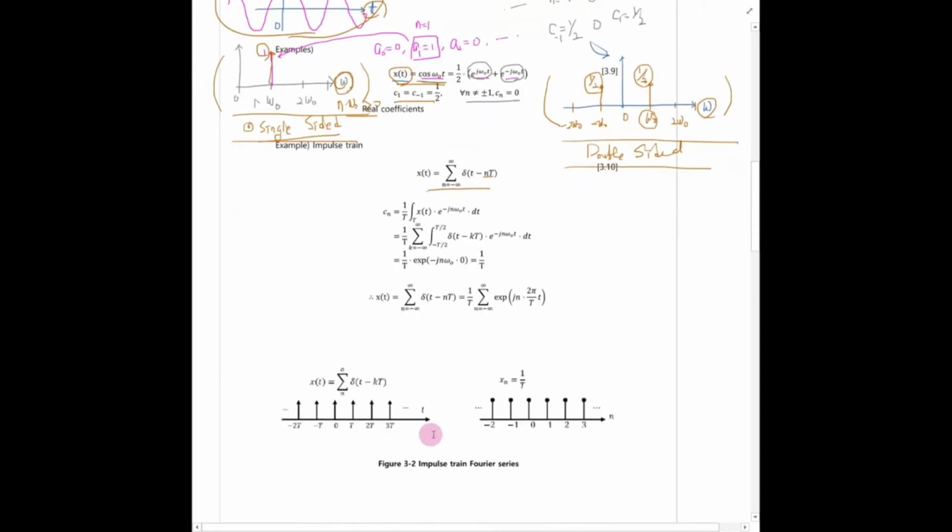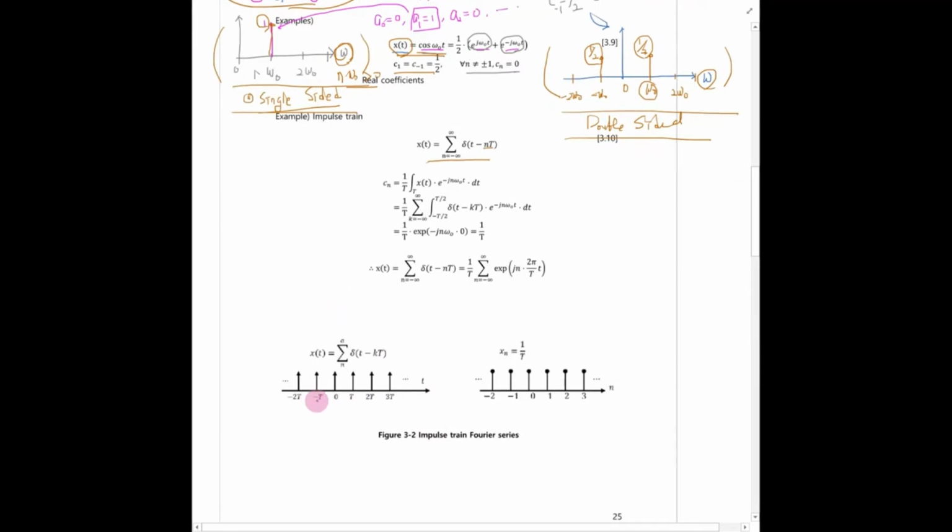The next example shows that the impulse train is given like that. The impulse is time shifted every nT. That's plotted over here. So this is delta t. This graph, delta t minus T. Okay. This one is delta t minus 2T, minus 3T. This is delta t plus T.